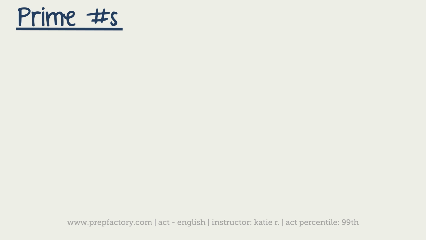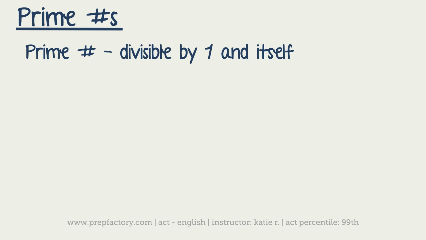So the first question is, what exactly is a prime number? A prime number is a number that can only be divided by itself and the number 1.